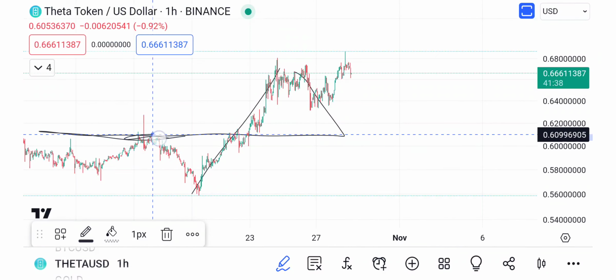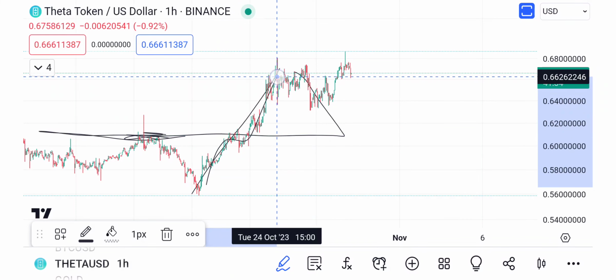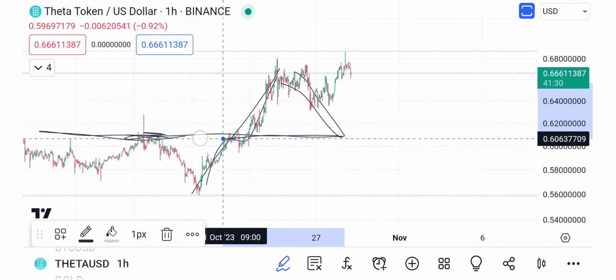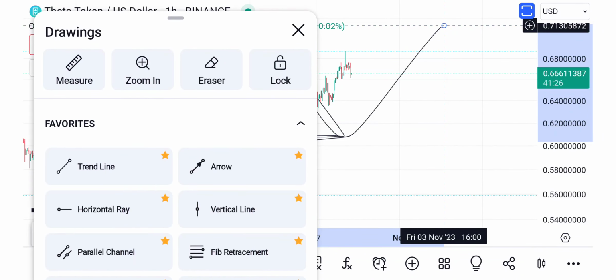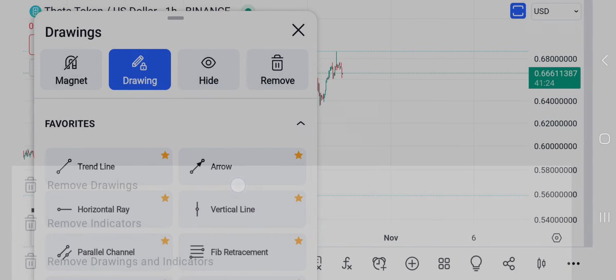See, we broke out. This was resistance. We broke out of the resistance. We don't have to back test it, but sometimes you want to come down and back test this area before you continue on. So then what would that mean? What would that look like? What does that mean? Well, right here.